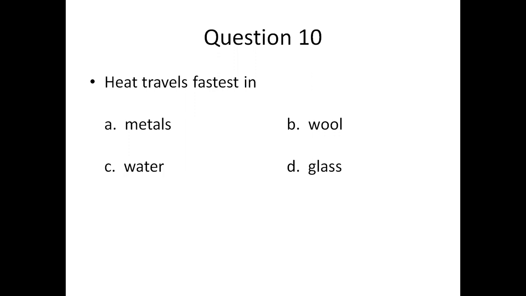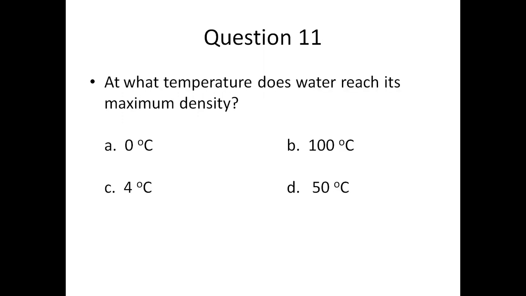Question 10. Heat travels fastest in A. Metals, B. wood, C. water, D. glass. Question 11. At what temperature does water reach its maximum density? A. 0 degrees Celsius, B. 100 degrees Celsius, C. 4 degrees Celsius, D. 50 degrees Celsius.